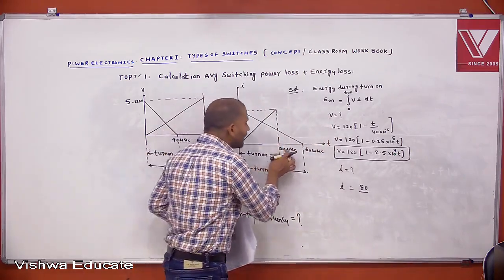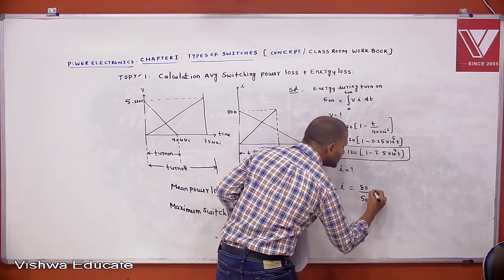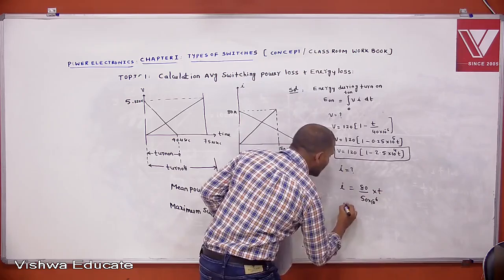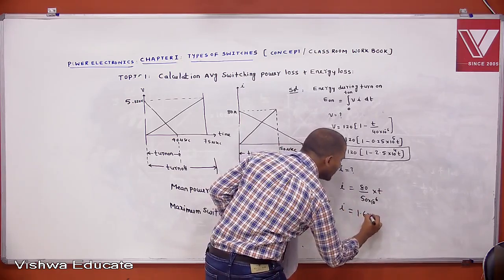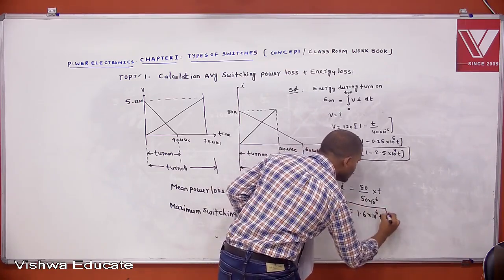What is turn on time? 50 microseconds. 50 into 10 to the power of minus 6 into T. Then what is I equal to? 1.6 into 10 power 6 into T. This is I.